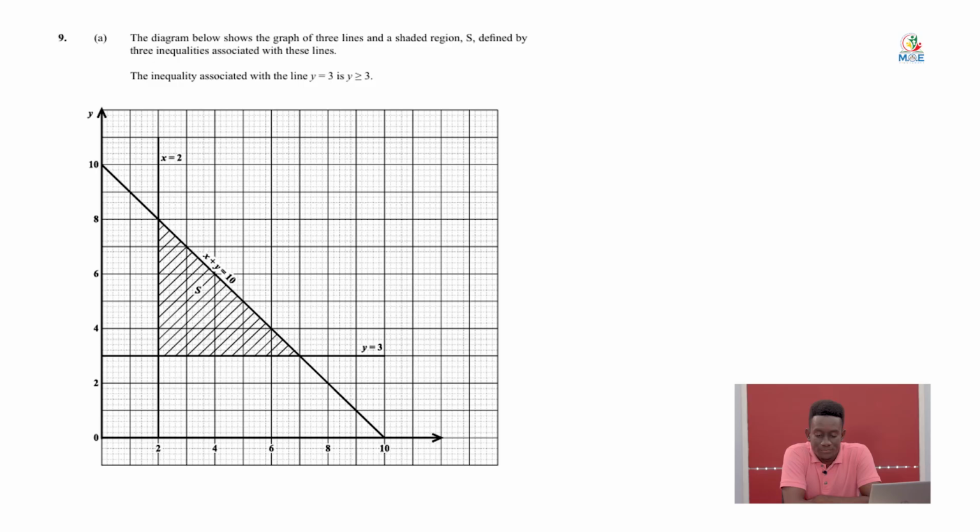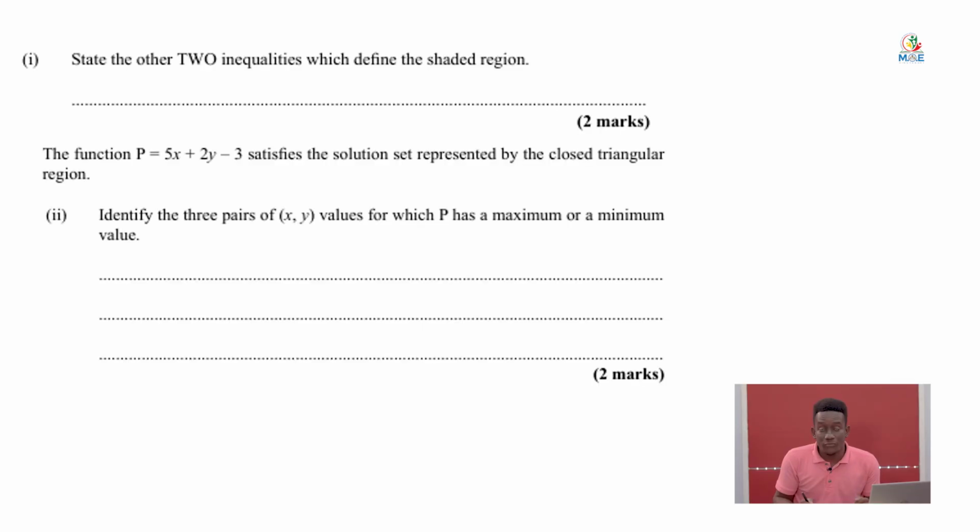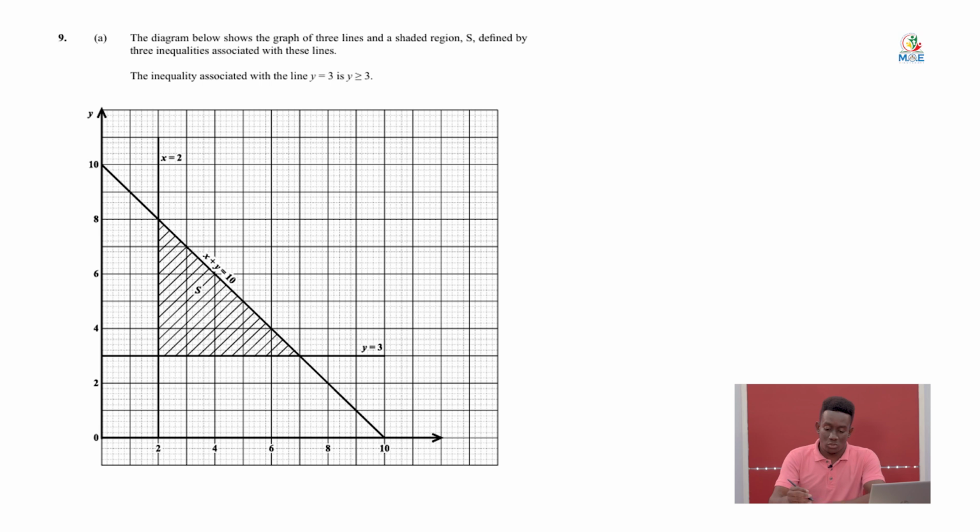So it says, the diagram below shows the graph of three lines and a shaded region, S, defined by three inequalities associated with these lines. The inequality associated with the line y equals 3 is y is greater than or equal to 3. And this is basically telling you what is going on in this diagram here. So the first question says, state two other inequalities which define the shaded region. So the shaded region would be this region here. So they want two other inequalities that will define that shaded region.